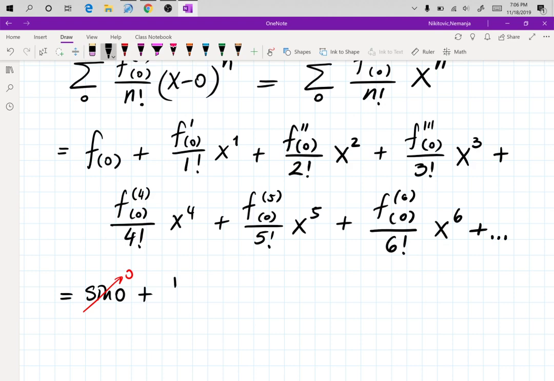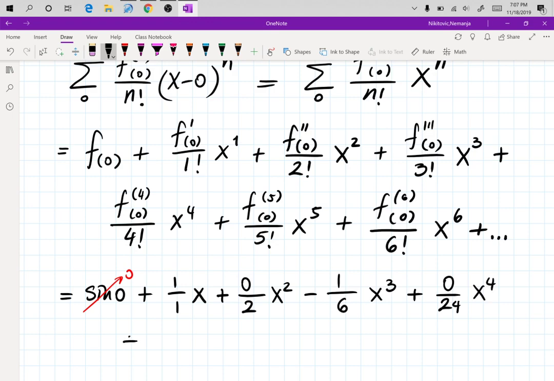Plus 1 divided by 1 times x, plus 0 divided by 2 factorial is 2x squared, minus 1 over 6 x cubed, plus 0 over 24 x to the 4, plus 1 over 120 x to the 5, plus 0 over 720 x to the 6, plus dot, dot, dot. I just computed everything.